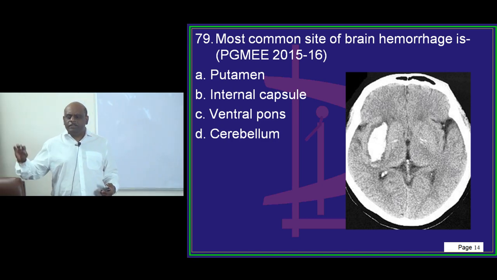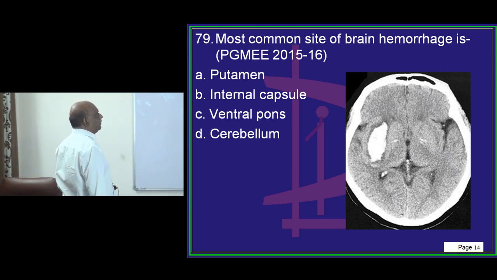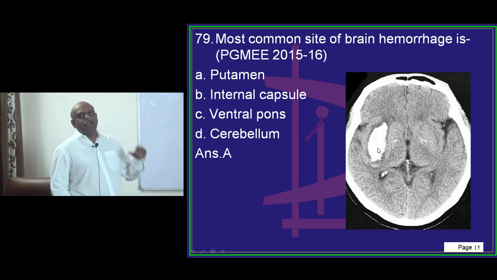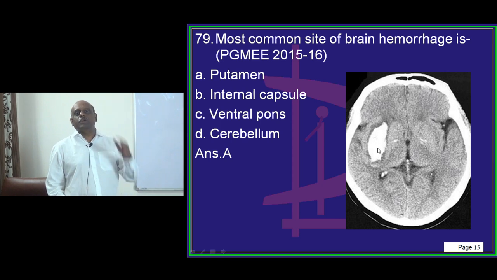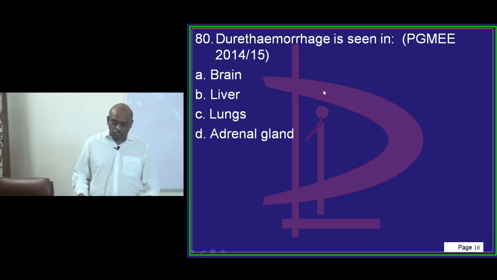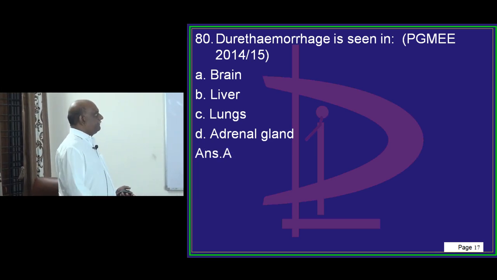The most common site of the brain hemorrhage is which location? You should be sure that it is the putamen, the most common site where you get the brain hemorrhage. Duret's hemorrhages, where do you see them?